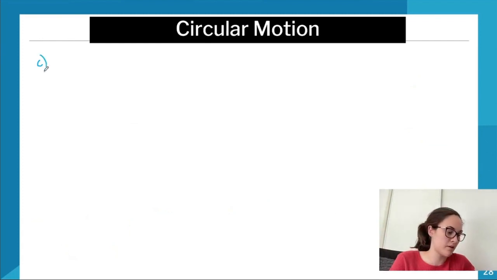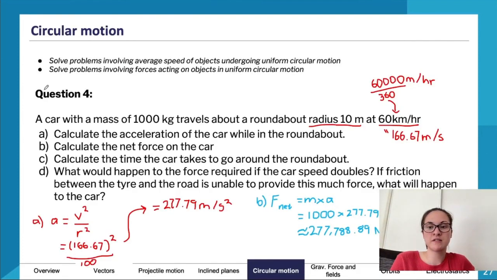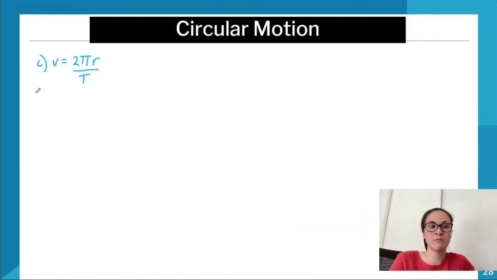Now we're going to calculate time. So we're going to use the formula V is equal to 2 pi R over T. And that's another reason why we converted our velocity to meters per second as well, because our period is measured in seconds. So that was 166.67, so that's what we're going to put over here.